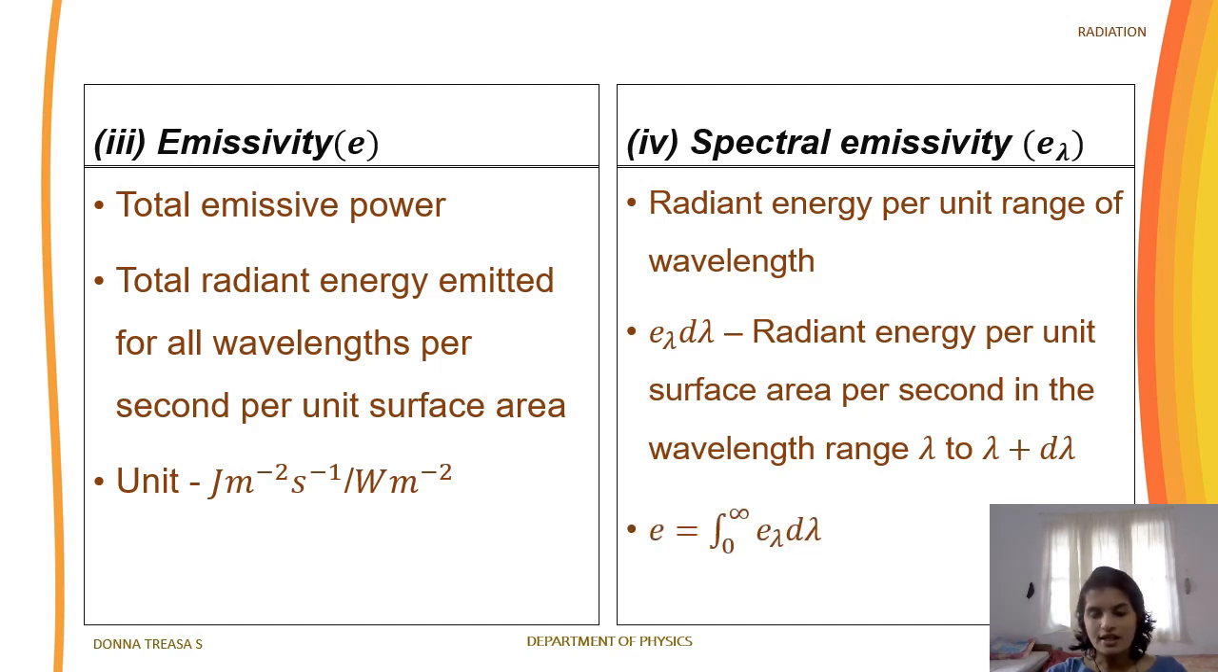Upon integrating this term from 0 to infinity, we get E. The relationship is given at the bottom. So that is what is meant by emissivity and spectral emissivity.